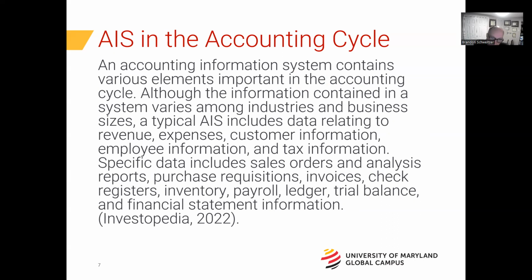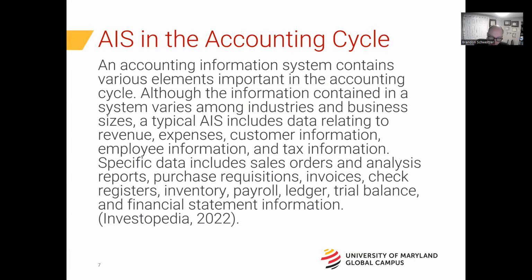Specific information might include things like sales orders, purchase requisitions, invoices, check registers, inventory, payroll ledgers. The trial balance and the financial statement information are all housed within the accounting information system. So the best way to think about an accounting information system is we are gathering data from our transactions, entering it into a system, a database, if you will.